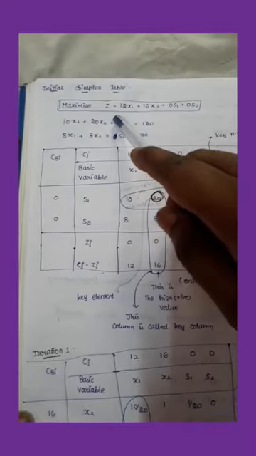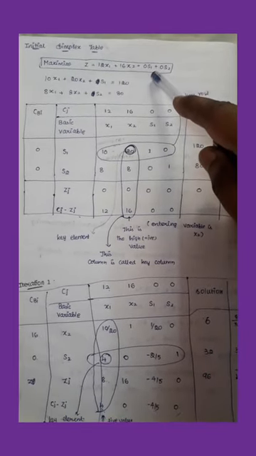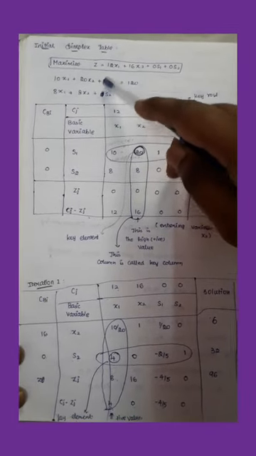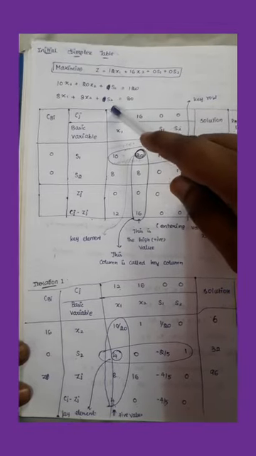For the simplex method, initially the function that is specified has two variables, so we need to add two basic variables. The two basic variables we need to add are s1 and s2. s1 should be added to the first equation, and s2 should be added to the second equation, and then the simplex table should be framed.